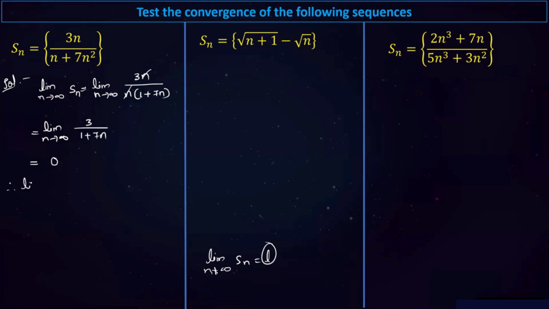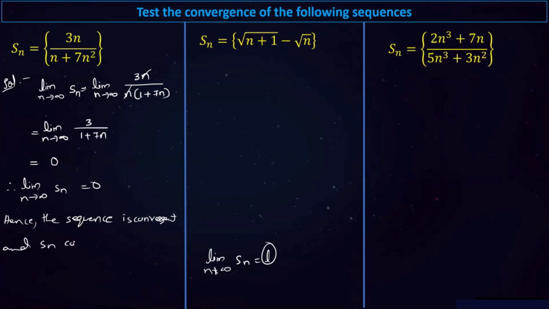Therefore, limit n tends to infinity Sn is equal to 0. From this, you can say, therefore, the limit exists, and hence you can say the sequence is convergent. Since you are getting a finite limit here, the sequence is convergent. And you can also say Sn converges to what limit? Whatever the limit you got here, you can say Sn converges to that limit 0. So the first sequence is clearly convergent.